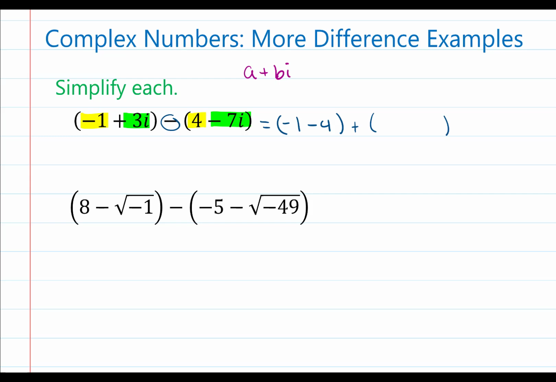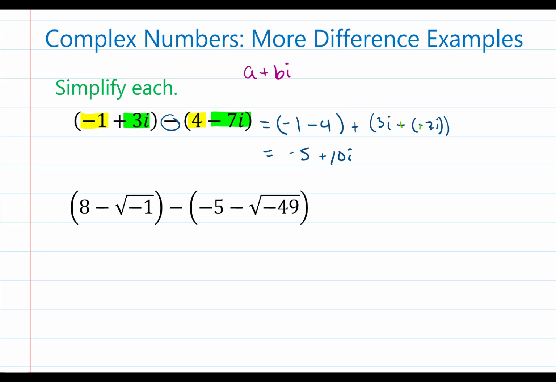So be careful with this because what I have now is 3i minus a -7i for my difference of complex numbers. Be very careful of your signs. Now let's subtract. -1 minus 4 is -5, and 3i minus a -7i, keeping in mind that double negative changes to plus a positive, is actually equal to plus 10i.